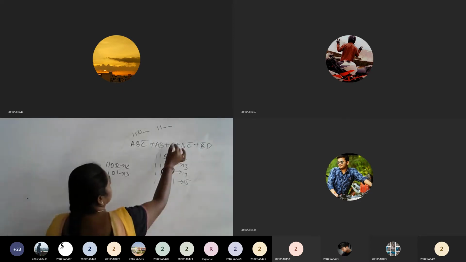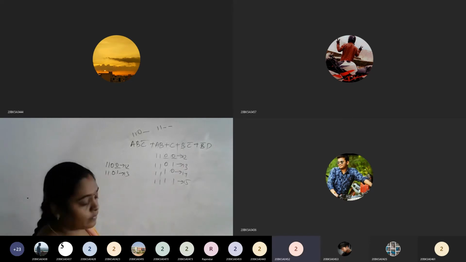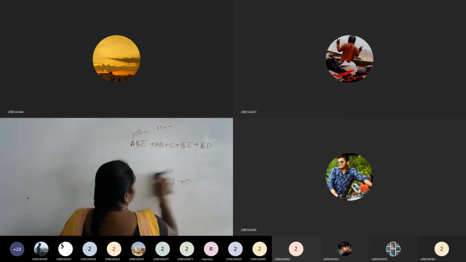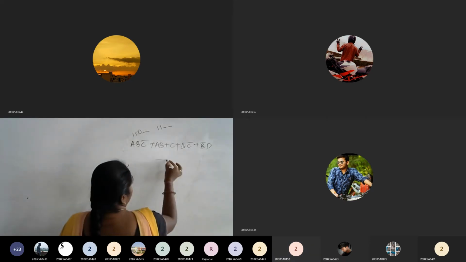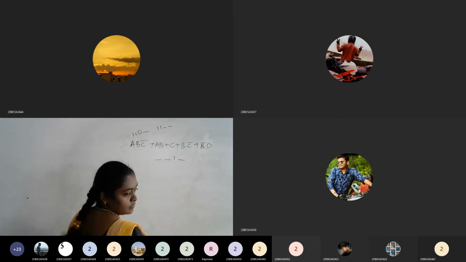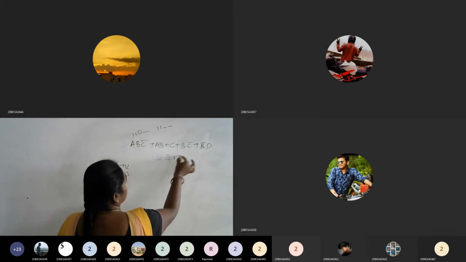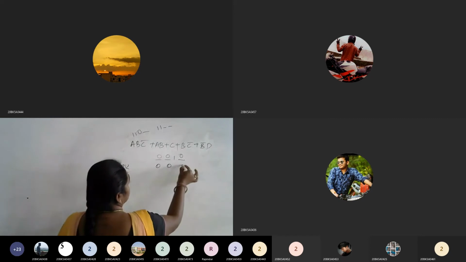In the third one, which are missing? A, B, D. So A is dash, B is dash, C is 1, D is dash. How many combinations? 8.